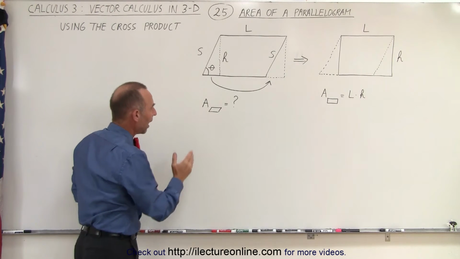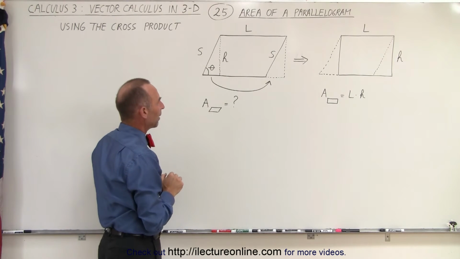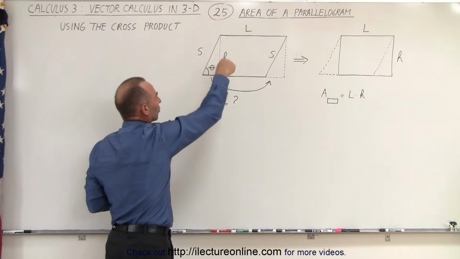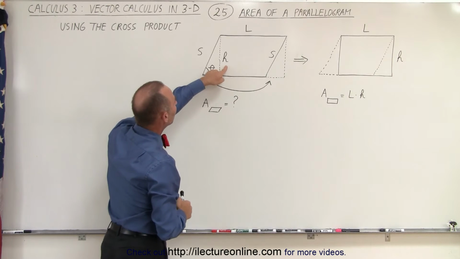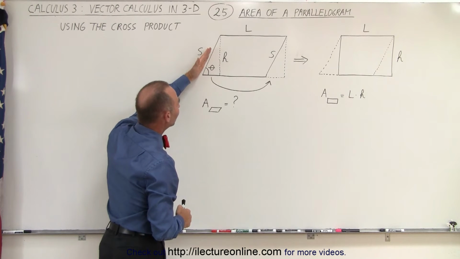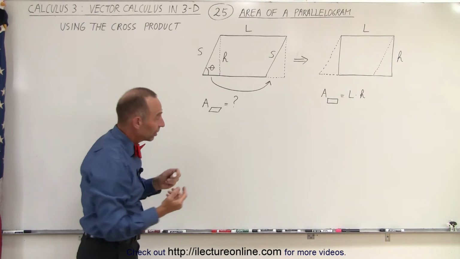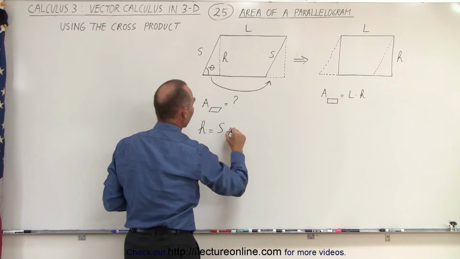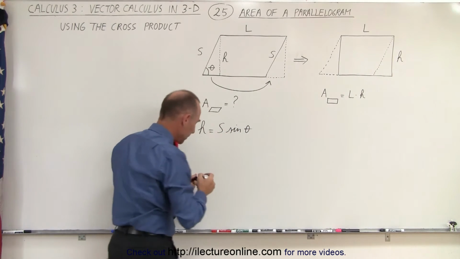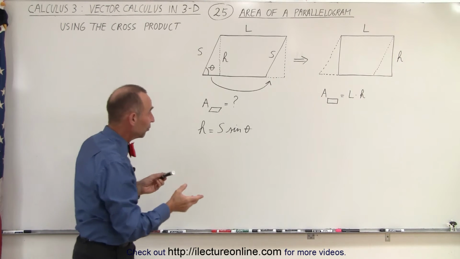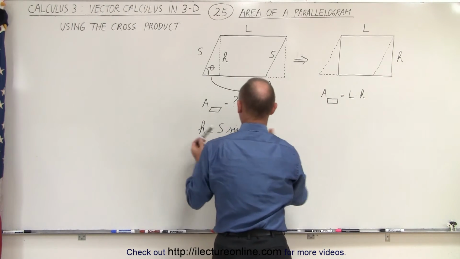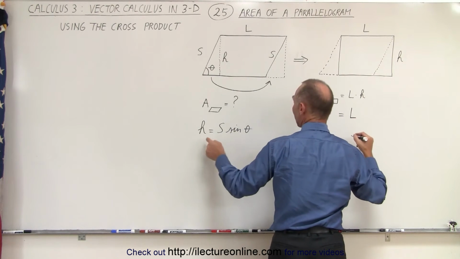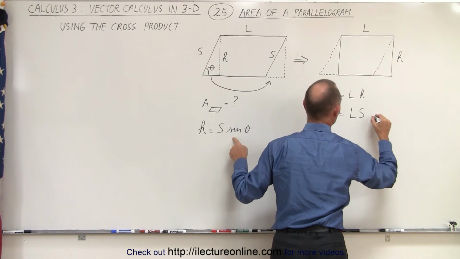So the question now is, how do we find the area of the parallelogram? Well, that means we need to find the value for H. And taking a look at this triangle right here, we can see that H is equal to the hypotenuse, which is S, times the sine of the angle theta. So let's write that down. H is equal to the side S times the sine of theta. You can see here that the area of the rectangle then would become the length times H, which is L times S times the sine of theta.